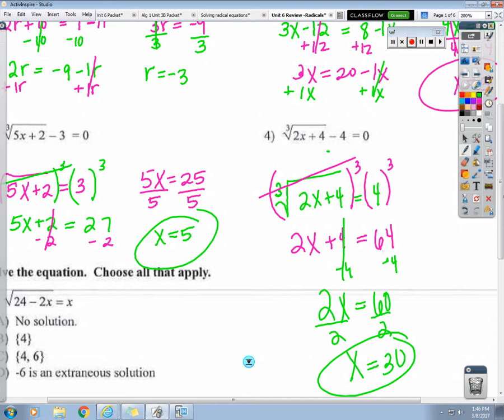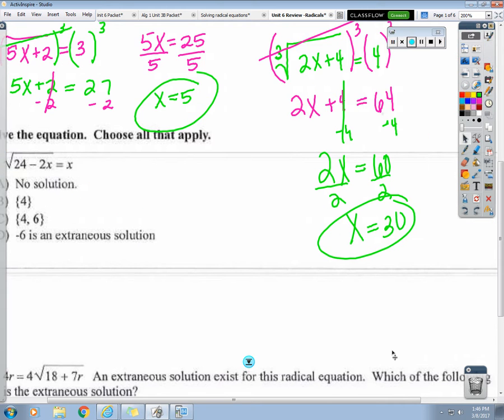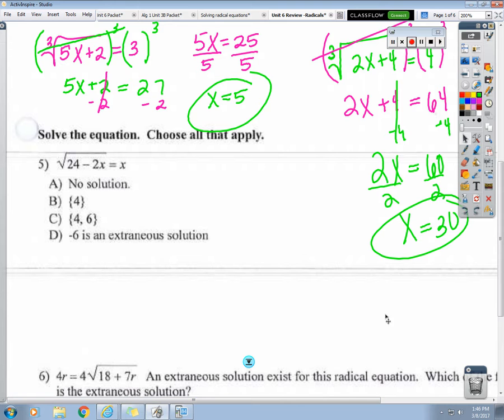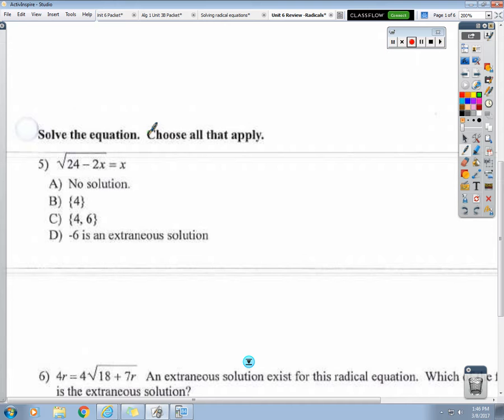The next one. Okay, number 5. Solve the equation, choose all that apply. Okay, well for this one, what would you need to do first? Right, we need to get rid of the square root, and to get rid of a square root, you square it, which means you also have to square this side. So on the left, the square root and the squared cancel each other out, leaving just 24 minus 2x. But on the right, we now have an x squared.